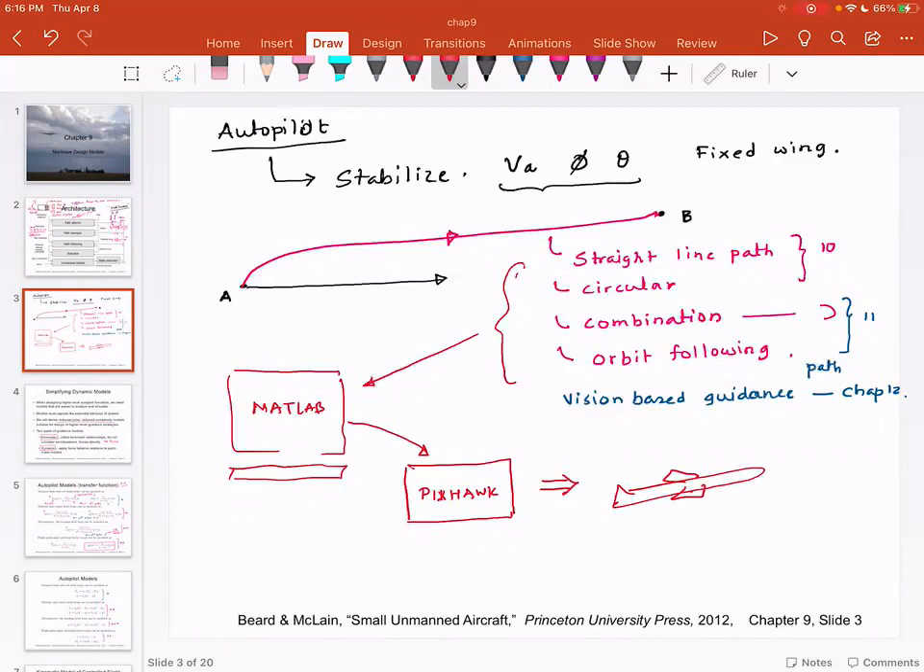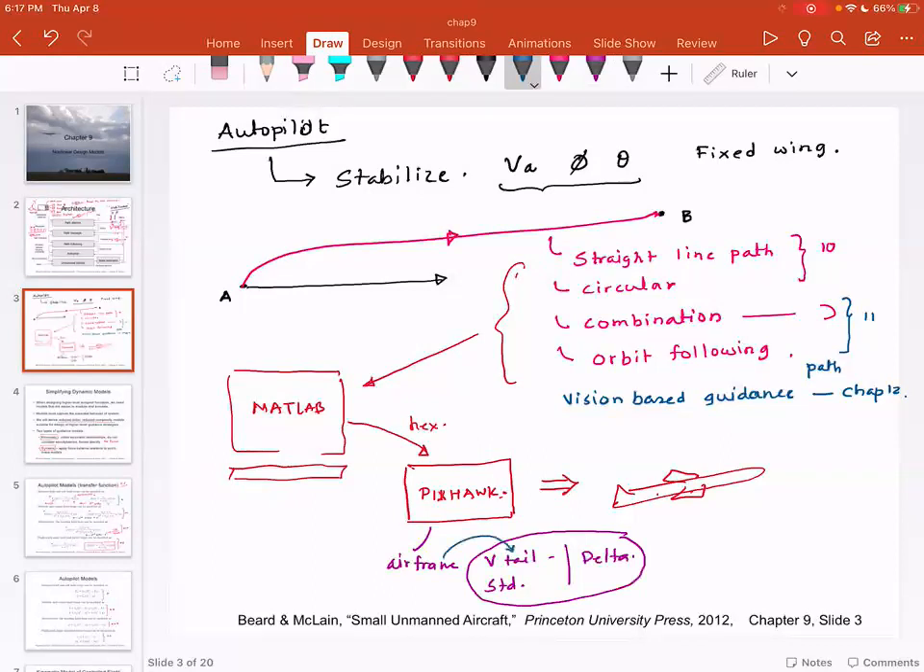If you look at the announcement, I have added a webinar that shows how you can do all this inside MATLAB and then burn it as a hex file or C code into a PicHawk autopilot, implement it with an airframe and make it work. If you look at the commercially available PicHawk, there are standard airframes, like V-tail, standard, Delta, and so on. The open source community has implemented airplane models for these different airframes, so those libraries are available for direct use.